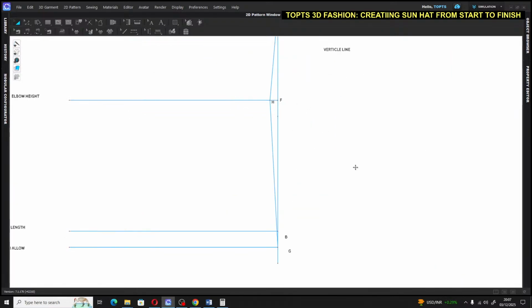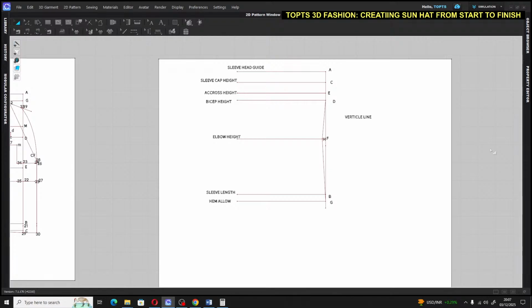You've seen? Yes. So after creating that shape, the next thing that we're going to do is to work on the hemline, or that's the cuff or the cuff opening, which is this sleeve length. We forgot to name it, but it has very many names. You can call it cuff or wrist or anything, as long as you know where the position is, which is line B.